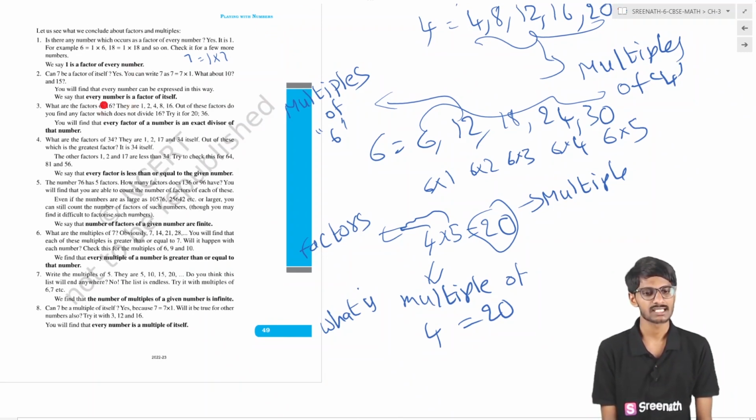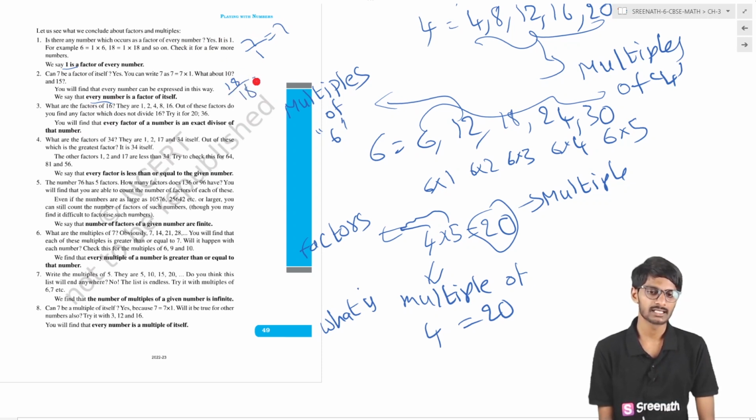And the next thing is, every number is a factor of itself. First thing is 1 is a factor of every number, and second thing is every number is a factor of itself. Suppose here 7 is divided by 1, the answer is 7, and here 18 is divided by 18, the answer is 1.